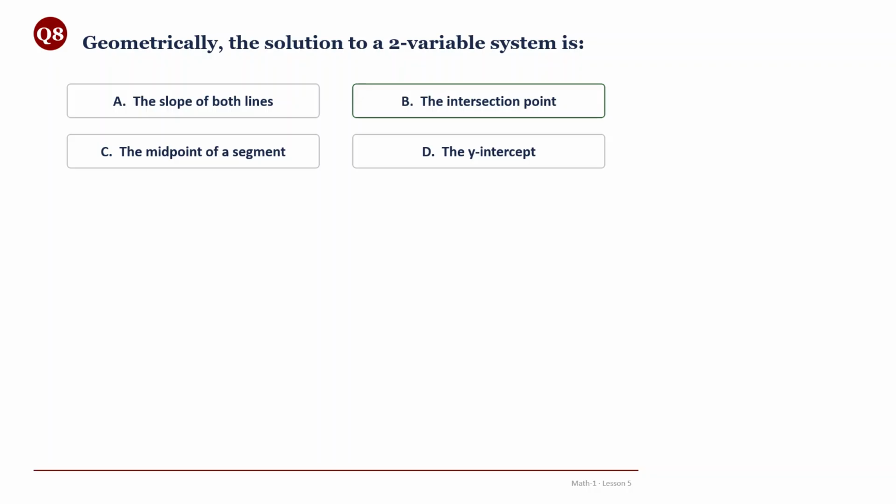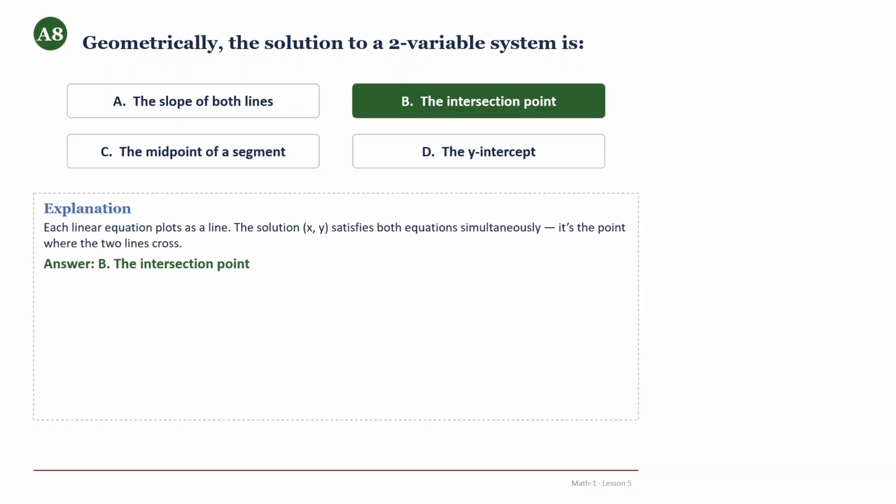Question 8. Geometrically, the solution to a two-variable system is which of the following? The sum of lines, the intersection point or points, the slopes added together, or the y-intercepts averaged. Think about what solving a system means on a graph. The answer is B, intersection point or points.